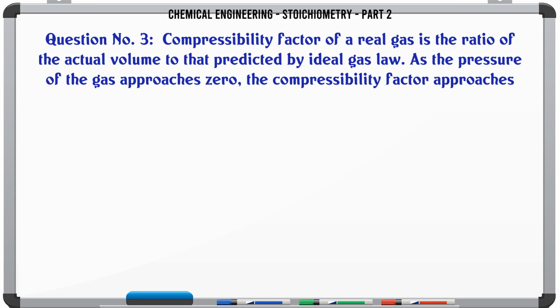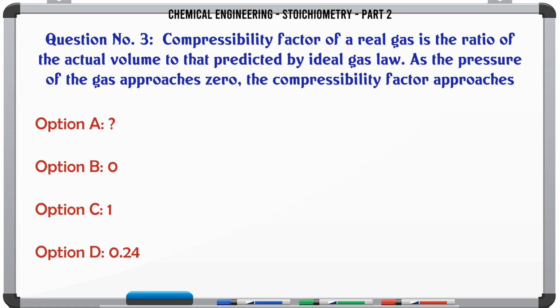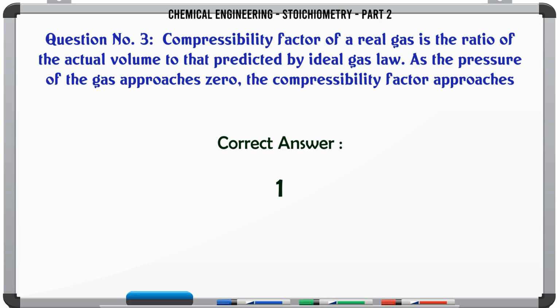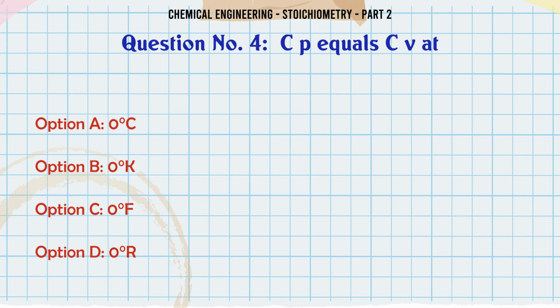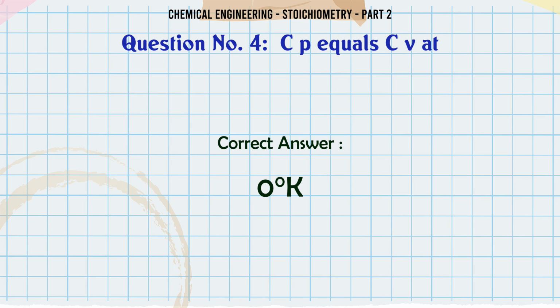The compressibility factor of a real gas is the ratio of the actual volume to that predicted by the ideal gas law. As the pressure of the gas approaches zero, the compressibility factor approaches A, B 0, C 1, D 0.24. The correct answer is 1. Cp equals Cv at A 0 °C, B 0 K, C 0 floor, D 0 R. The correct answer is 0 K.